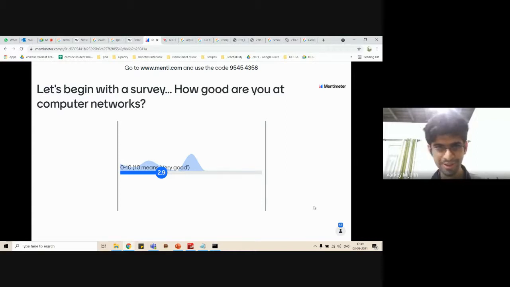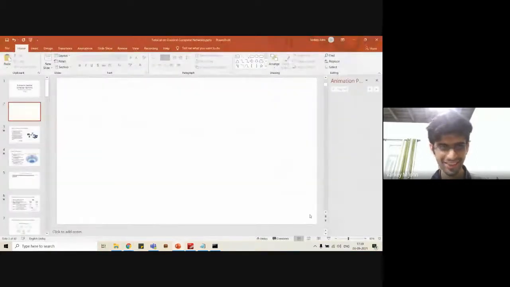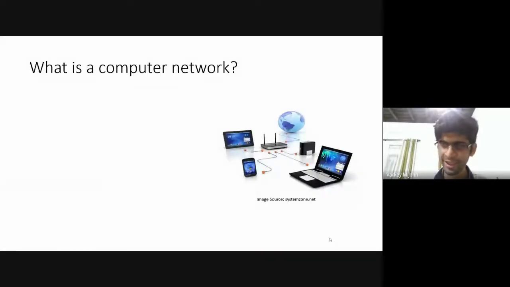Yeah, so I'm guessing we're not too aware of it. So I've made it only very basic, so I don't think it will be too complicated for you guys. So let's start off with the very basic computer.